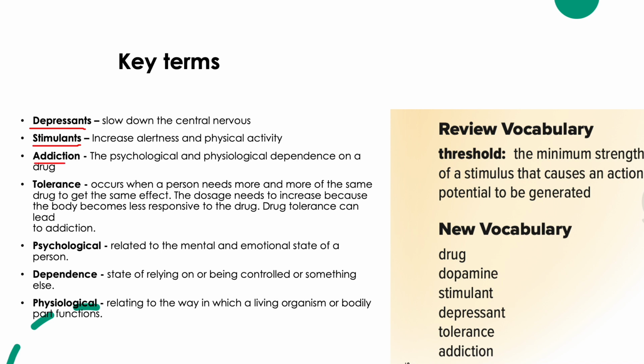Addiction is when you need the drug for psychological dependence or physiological dependence. Psychological dependence means when your emotions are linked with the drug. And physical or physiological dependence means when the body's functions are dependent on the drug. Then tolerance is when you need more and more of the same drug to get the same effect. Remember, the effect is the same. And dependence is to rely on the drug.